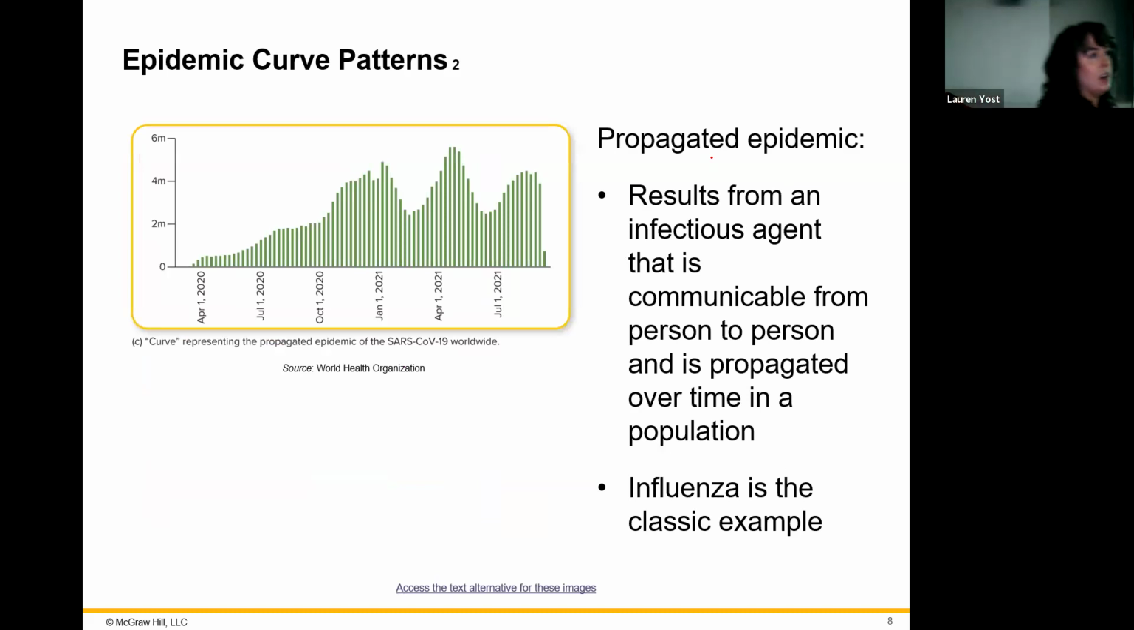And we have propagated epidemics. We've gotten from very specific to a little more broad. Propagated epidemic, these are infectious agents that are communicable and are maintained over time, like what we often see with influenza. It's usually going to hang around even during seasons whenever it's not as common. It's usually somewhere around. So that's a propagated epidemic.